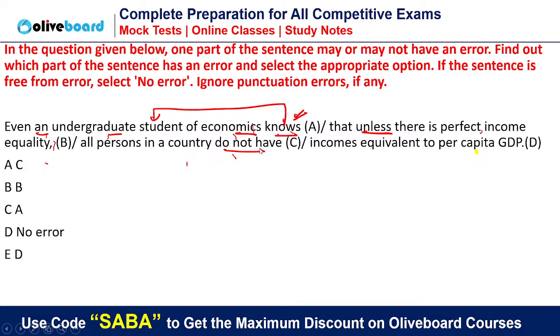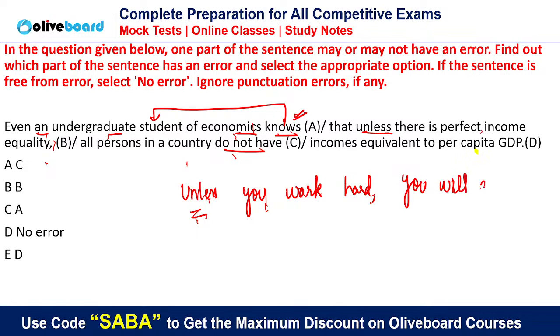Now some are saying that unless and not can't be used together. ठीक है, now guys listen to me carefully. Unless and not can't be used together. ये बहुत बड़ा मिथ है. You people learn the rule but you don't know the application. Now listen to me. If I say unless you work hard, you will get selection. Is this sentence correct?